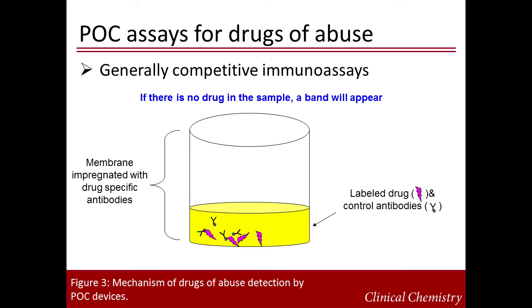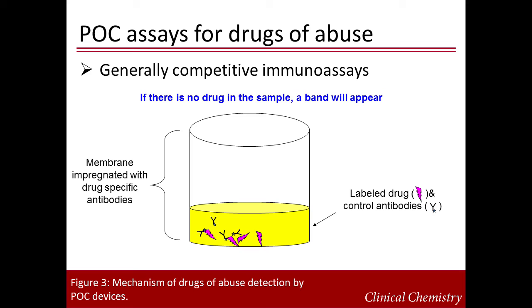Like HCG point-of-care testing, drugs of abuse are most often detected using an immunoassay. However, in contrast, these assays are typically competitive. In a competitive assay, you have lyophilized, labeled drug, shown here as pink lightning bulbs, and control antibodies. Impregnated in the membrane are the solid phase antibodies, specific to multiple drug classes.